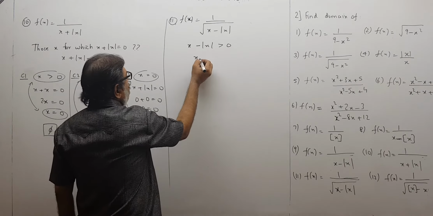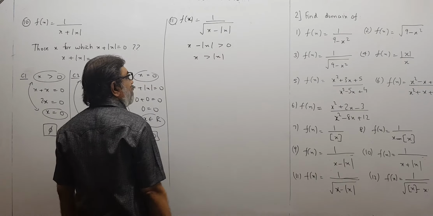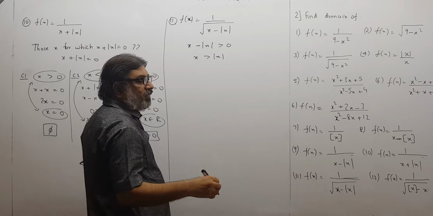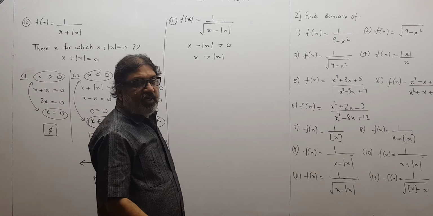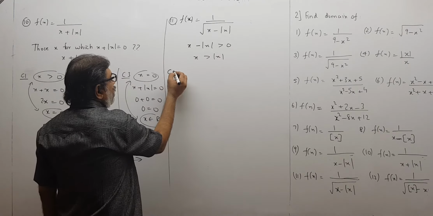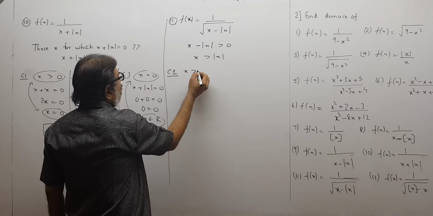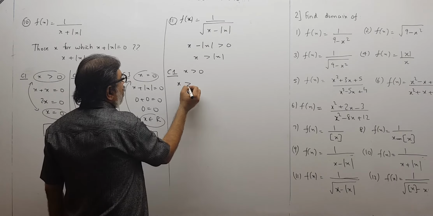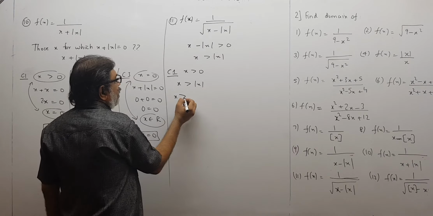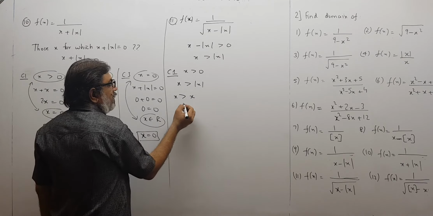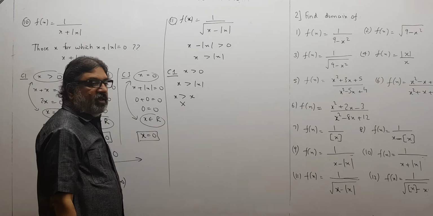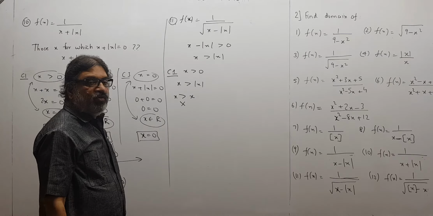That means x should be more than mod x. This is my requirement. Let me check what are those numbers for which x is greater than mod x. So case 1, as I told you, when x is positive. So x greater than mod x, that means x greater than x. This is not possible, sir. X cannot be greater than x. So this is a wrong conclusion.